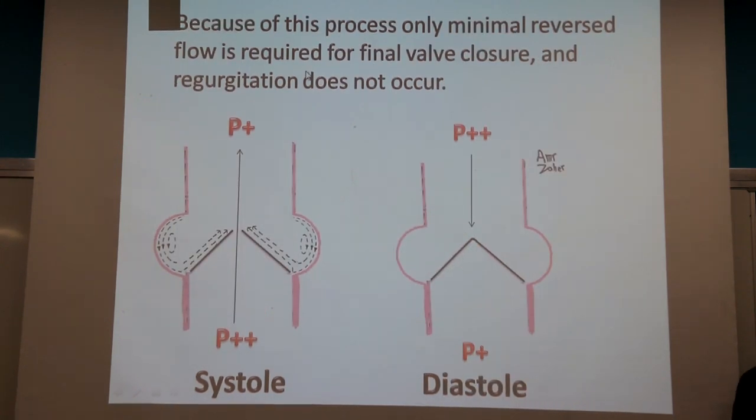Okay? Because of this process, only minimal reverse flow is required for final valve closure, and regurgitation never happens. So when the pressure in the aorta is higher than the pressure in the left ventricle, the valve will close with minimum pressure. So no regurgitation. This is the role of the eddy current.